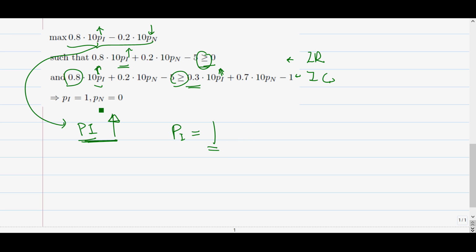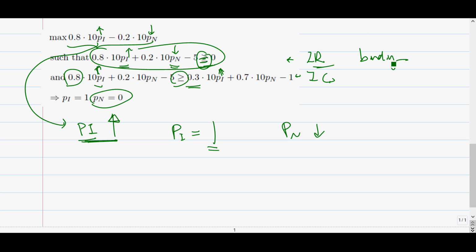So the next thing is why Pn is 0. So Pn needs to be as small as possible. So one way to do this is just see Pn as small as possible, so we can decrease Pn so that we can make the first one binding. So the way to do this is the first one, IR, should be binding. But then when you calculate it, you will find that in order for the IR to be binding, this Pn is smaller than 0.